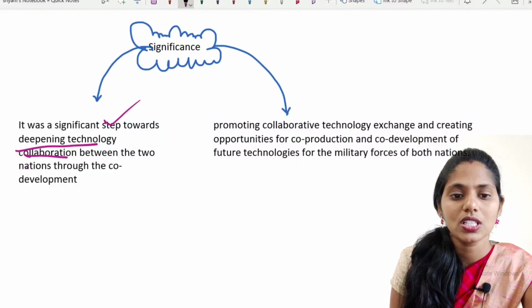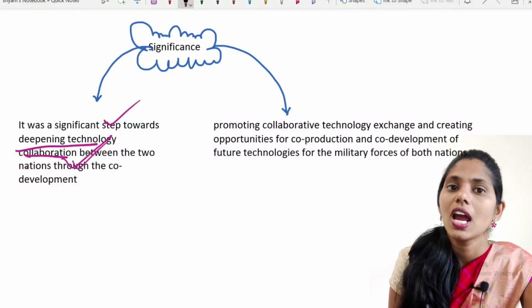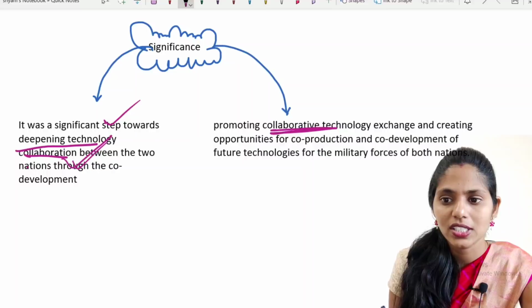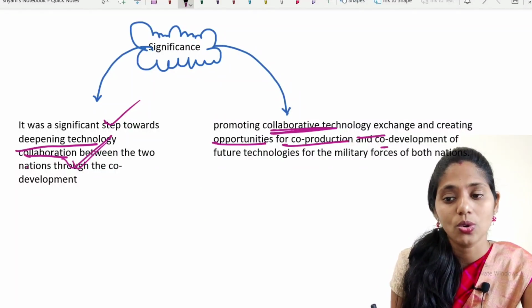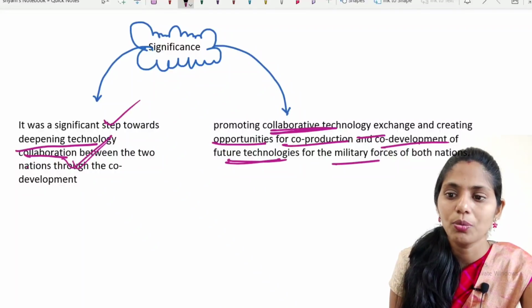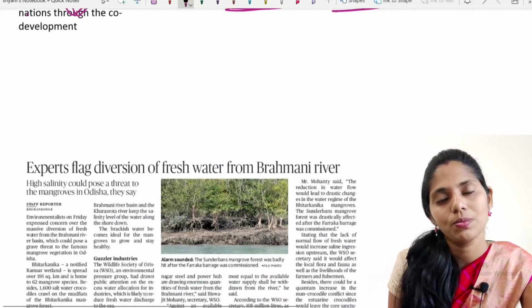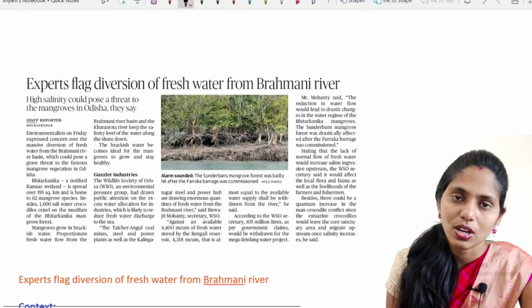Between the two nations it is very helpful for deepening technology collaboration, and it will also be helpful for promoting collaborative technology exchange and even creating opportunities for co-production and co-development of future technologies for the military forces of both nations. So in this way, this agreement is very important for both India and the US. And now let's talk about the next topic.